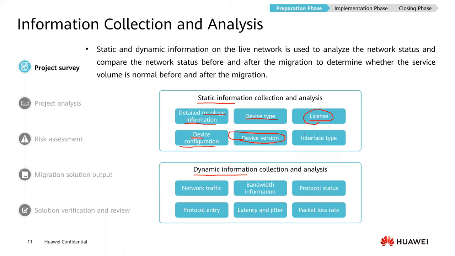And what is the interface type? For example, as I have already said, for the LPU, you should know that we have different types to support different cables, so you need to consider it. And what is the dynamic information? For example, how much the network traffic is, what traffic will come across your device, and what is the state of your protocols. For example, if you want to do a migration about OSPF, you should know how many peers will exist for this device before and after the migration, so you can check after the migration if the OSPF state is right. And protocol entries, for example, the routing table entries: you should know before and after the migration if the protocol entries are right.